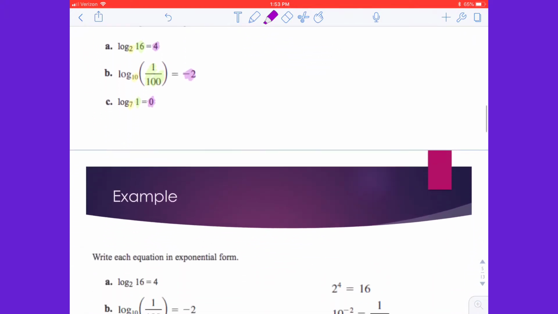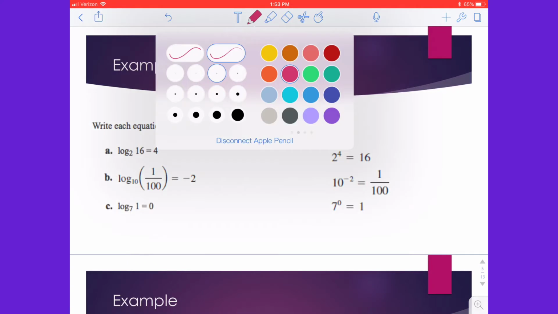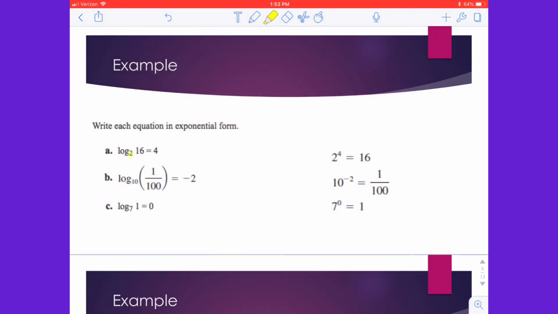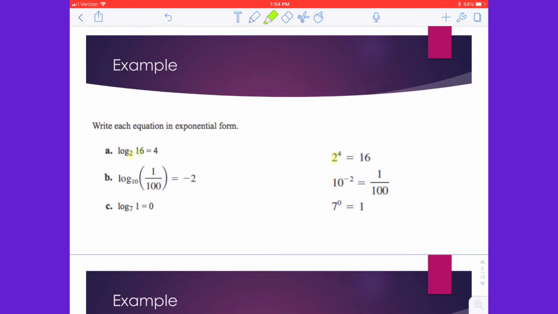So if I want to go write these in exponential form, if I look over here, I can see that when I have a base of 2, in exponential form, the base is also 2. When I have an argument of 16, that represents the answer in my exponential form. And then the answer from logarithmic form represents the exponent for exponential form.